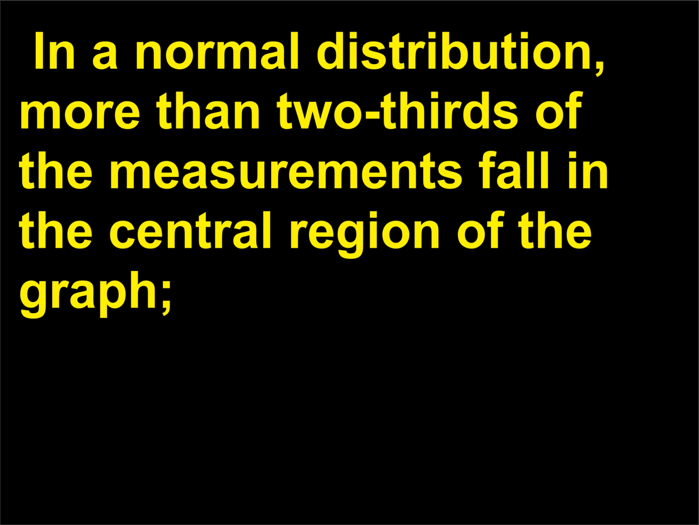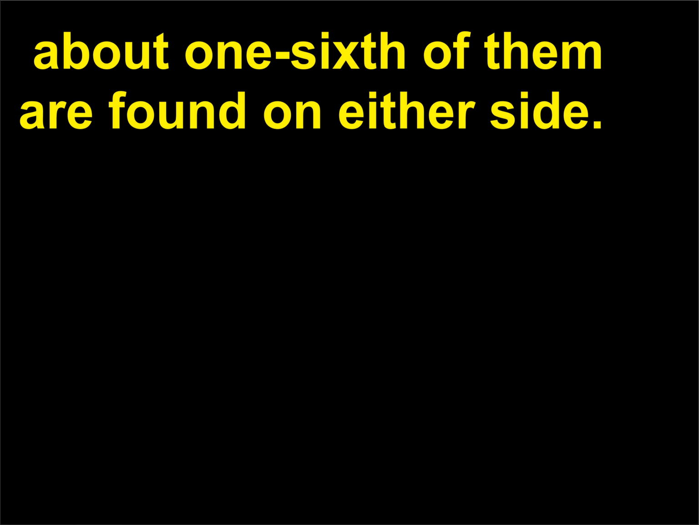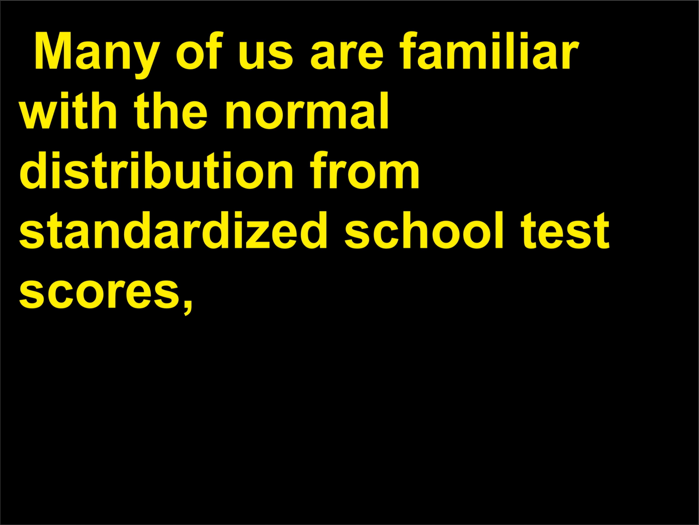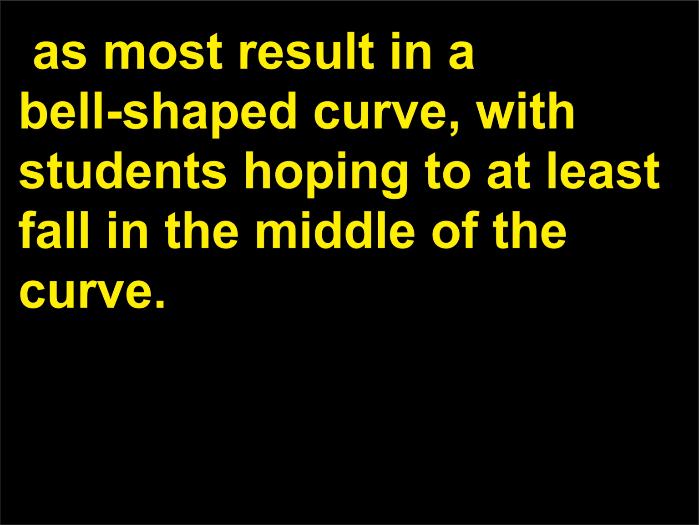In a normal distribution, more than 2/3 of the measurements fall in the central region of the graph. About 1/6 of them are found on either side. Many of us are familiar with the normal distribution from standardized school test scores, as most result in a bell-shaped curve, with students hoping to at least fall in the middle of the curve.